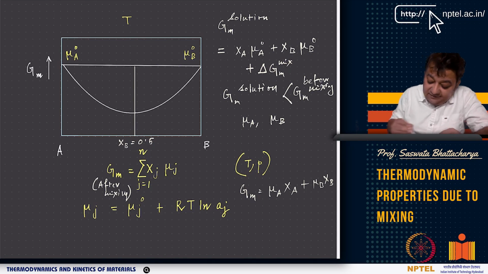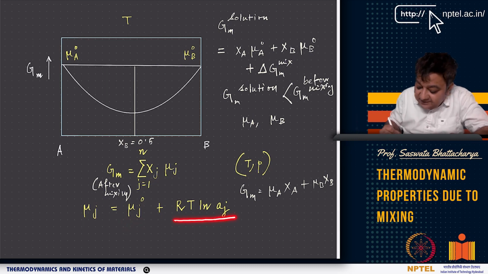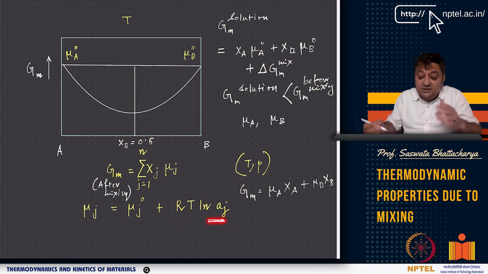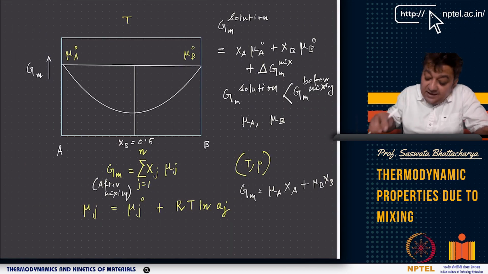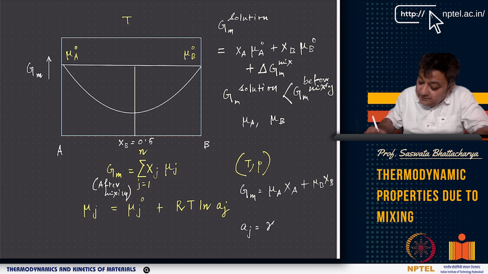And if you look at this, you have mu J. I am defining mu J for component J as mu J0, where mu J0 is the standard or reference state, plus RT ln aJ, right? You remember, in the last lecture I defined aJ. aJ is the activity of J in the solution. Okay. Now you see that this aJ, as I told you, is nothing but gamma J times xJ.